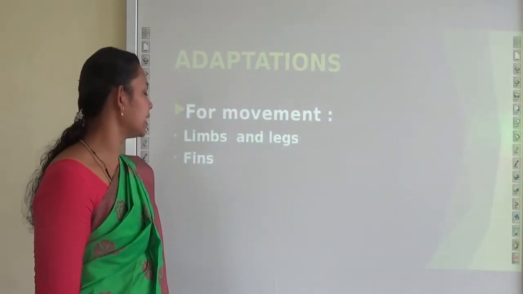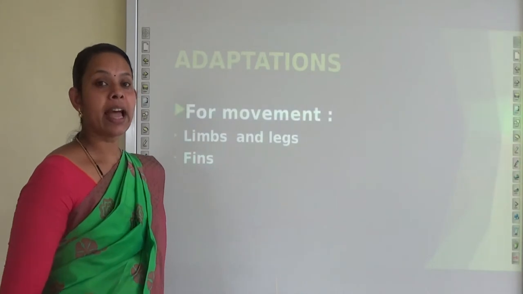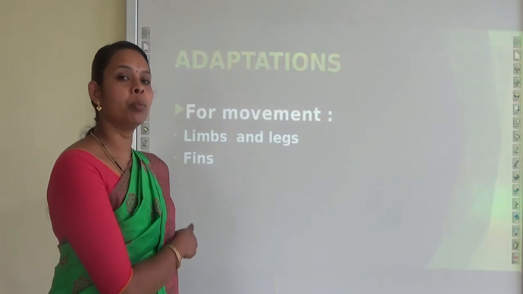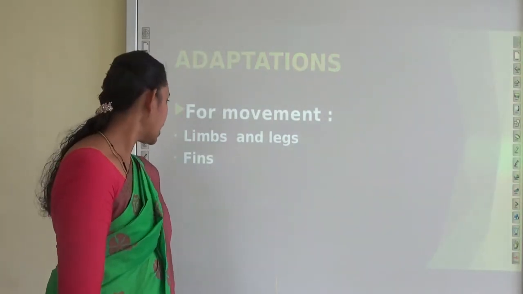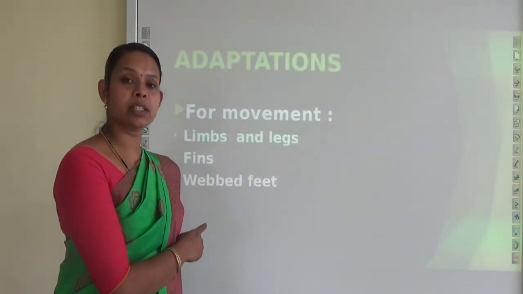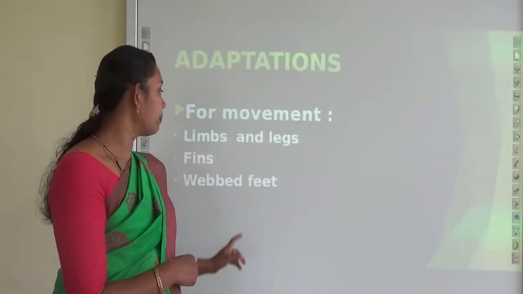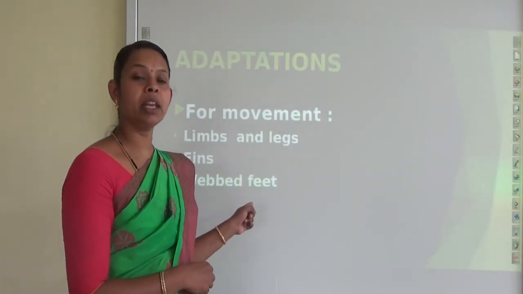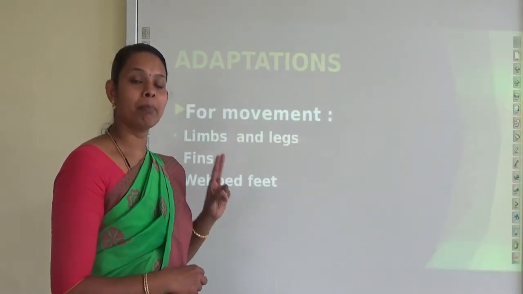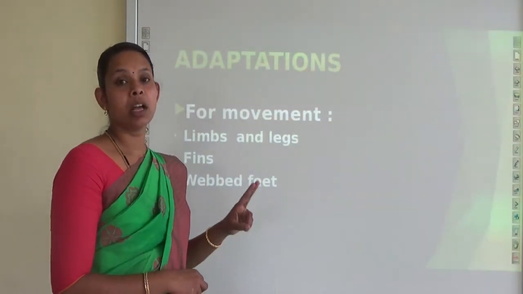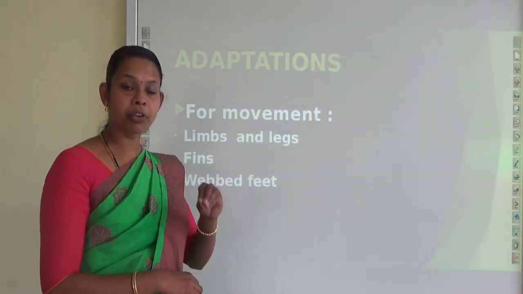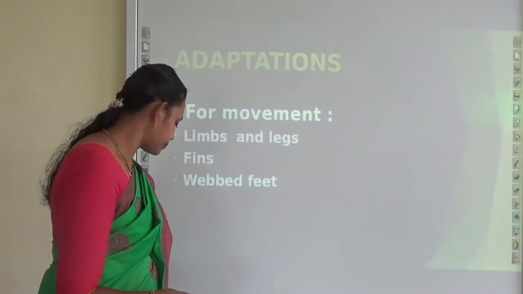And the next one is fins. The animals such as fishes have fins which help them to move in water. And the next one is webbed feet. The animals such as frogs, with the help of webbed feet, can swim in water. And frogs have two strong back legs, which help them to hop on land, to jump from one place to another.